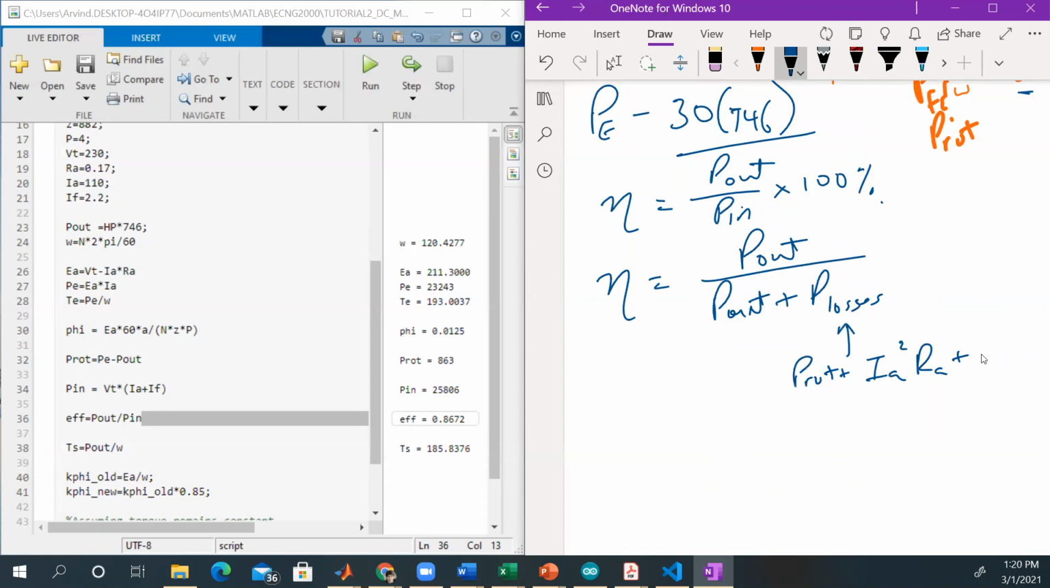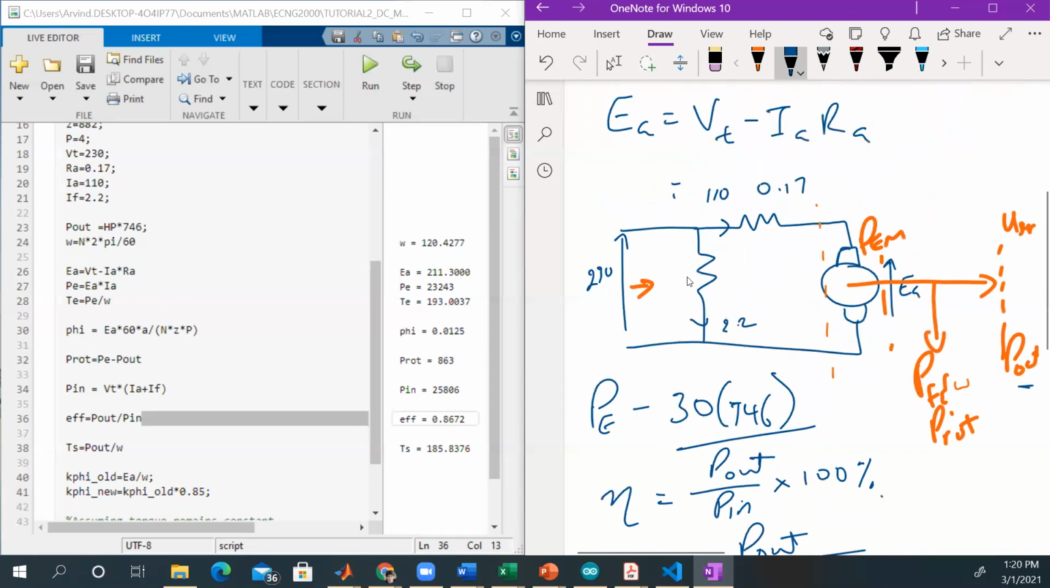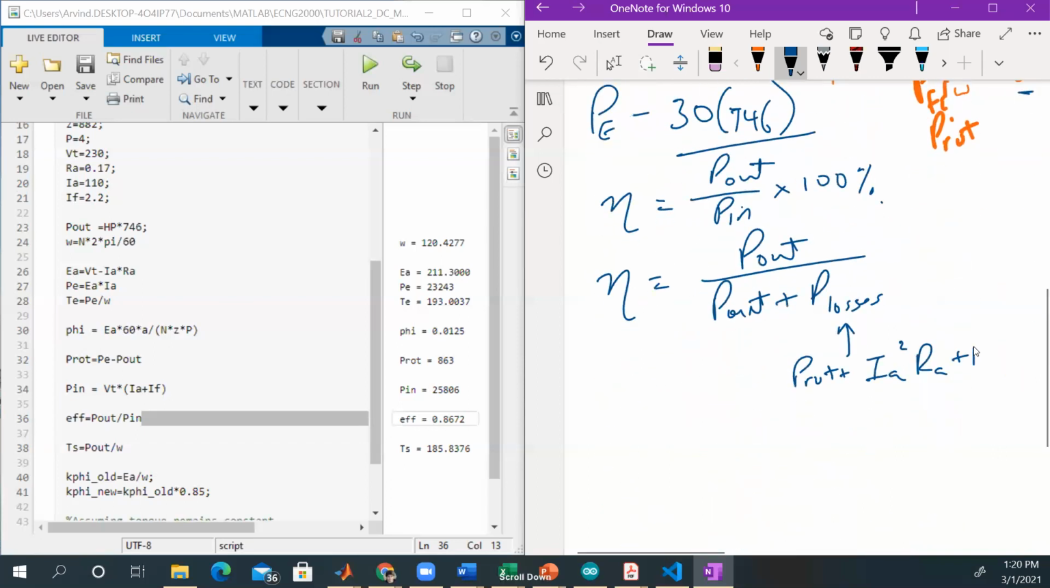And you'll notice we have no resistance for the field, but because it is a shunt winding, we have the voltage and we have the current. So we have V by I field. So we could do it like that.